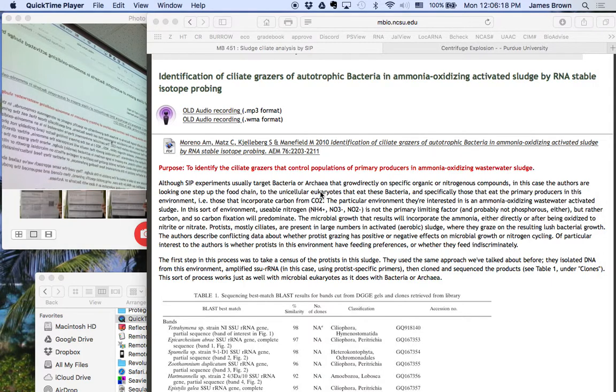And so what's his question in this paper? The paper was to identify the grazers that control populations of primary producers in ammonia oxidizing wastewater sludge. In a lot of wastewater sludges, one of the primary things you're trying to do is get rid of ammonia. Nitrogen, right? And there's really a couple of ways you can do this, but one of the primary ones is that you oxidize that ammonia to dinitrogen gas, which bubbles off and you don't care about. Or you just let it float off as regular ammonia, which isn't very good either. What you don't want to do is inject that into the wastewater outflow and pollute the river or wherever it's going.